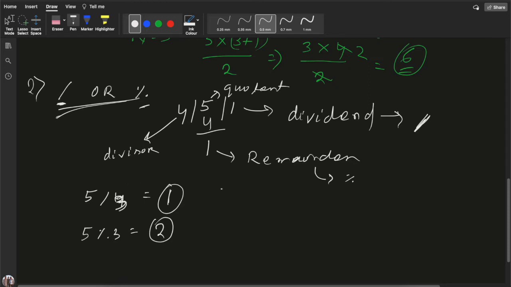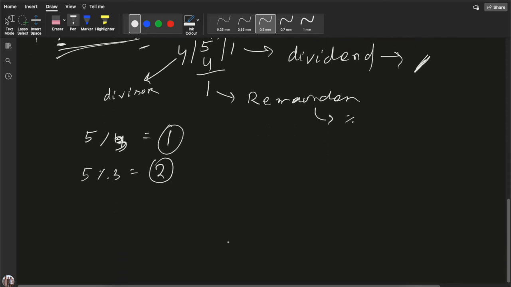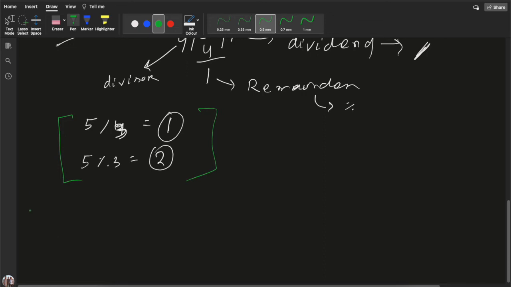Okay, so this is one simple formula. Actually this is not a formula, it is just to understand the difference between divide and modulo, so I gave this example. We are going to use these things lots of times in future lectures, that's why I gave this example. Okay, let's go to the next formula.